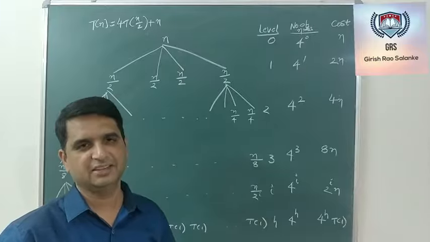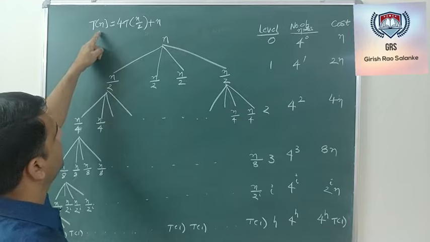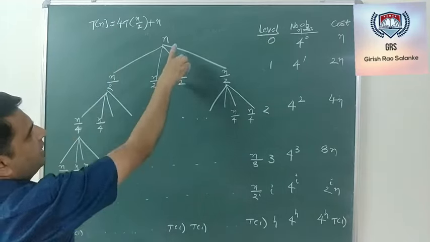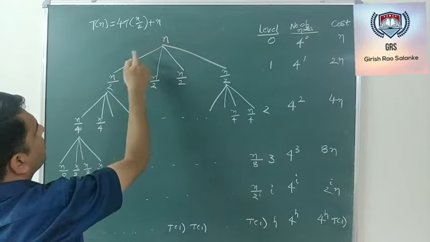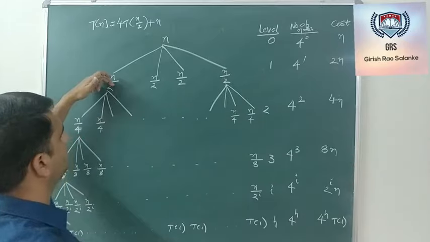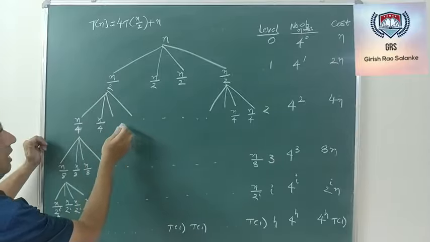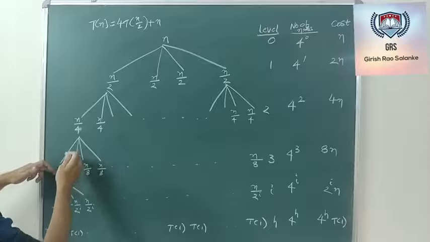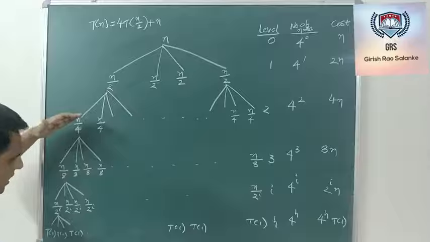Let us consider this second example, wherein I have my recurrence equation as T of n is equal to 4T of n by 2 plus n. In the initial part of the diagram, my T of n is n plus 4T of n by 2. Now if I further divide n by 2, it is 4T of n by 4. Similarly, if I divide n by 4, I will get 4T of n by 8.